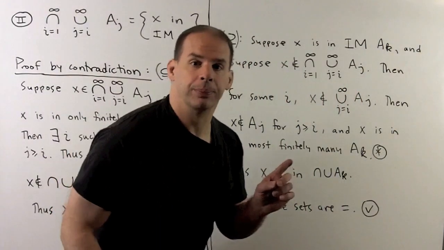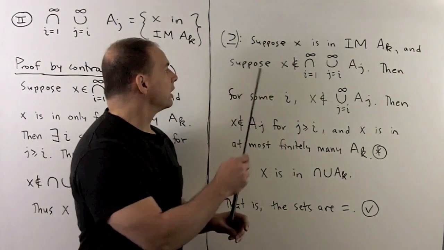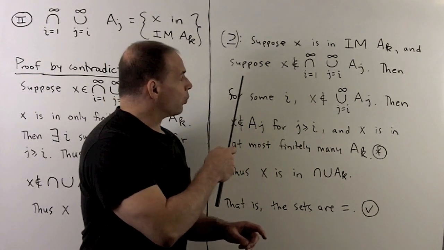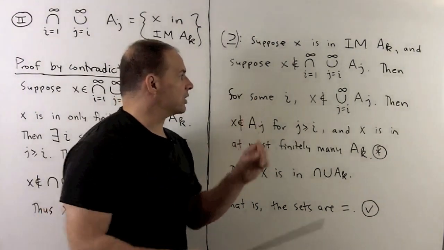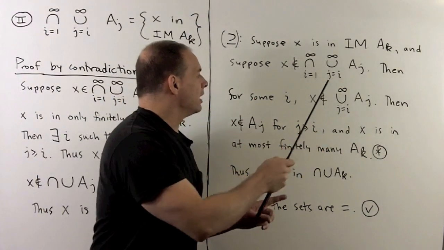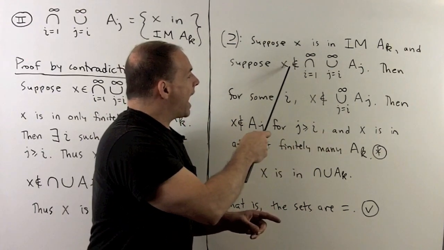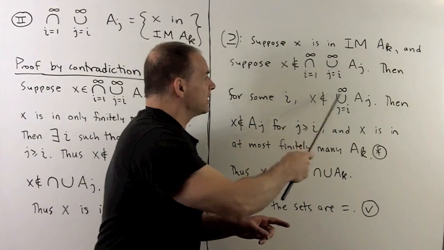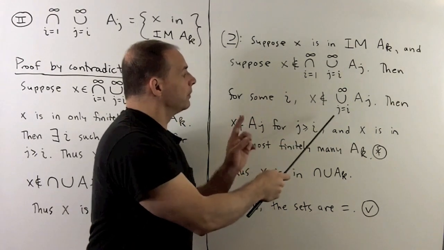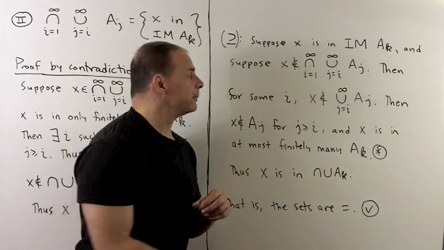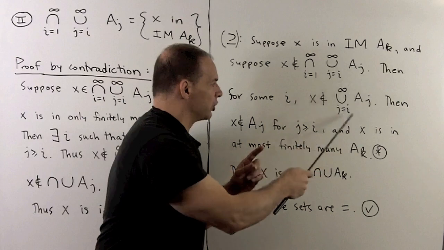For the other direction, we're going to assume that x is in infinitely many of the a sub k's. So we're going in the other direction. And we're going to assume that x is not in the intersection of the unions of the a sub j's. So not in here. Now, if we're not in here, that's going to mean we're going to have some I such that we're not in one of these sets here. We're going to blow the intersection. So that means x is not in some union, j going from I to infinity, a sub j. So this means x is not going to be in each of these a sub j's under consideration.